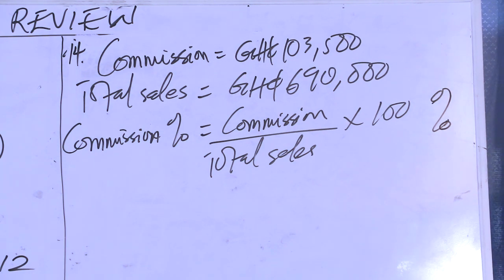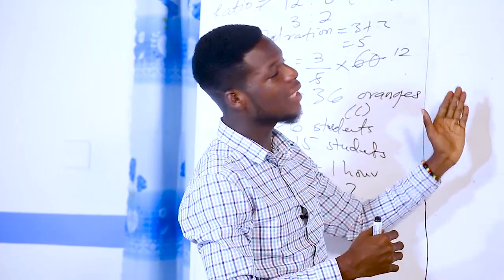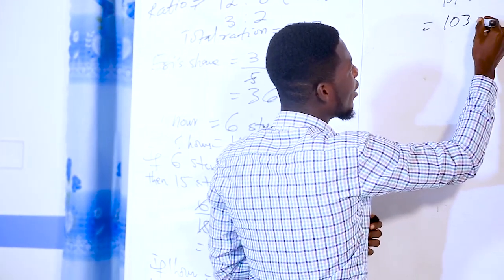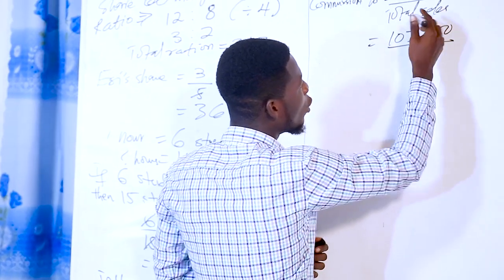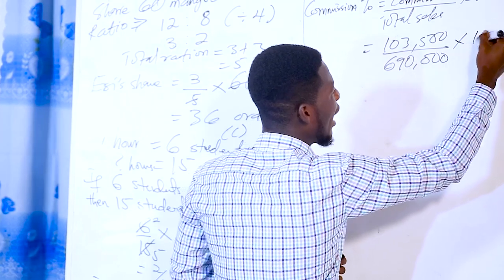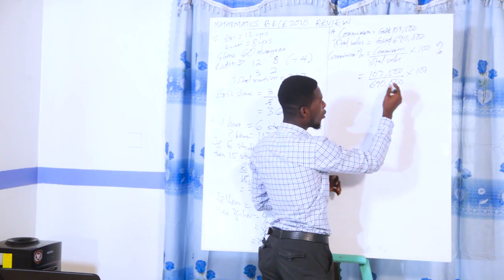Profit percentage is equal to profit over cost price times 100%. Just like under profit, the same thing. So commission percentage is commission over total sales times 100. So your commission is 103,500. Your total sales is 690,000. And then 100 multiplied by 100. So you can do your calculations and continue.